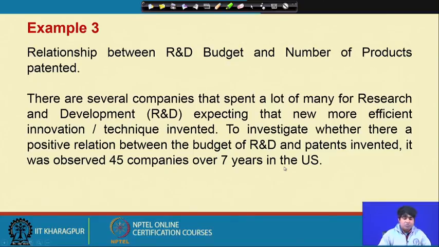Similarly, there is another example: the relationship between R&D expenditure and the number of products patented. Again, this is a panel data structure, and to address this problem we have taken 45 companies over 7 different years. So, here the number of companies is very high.